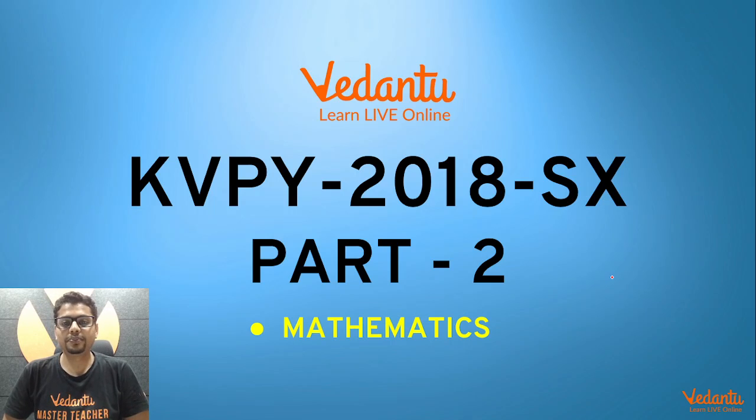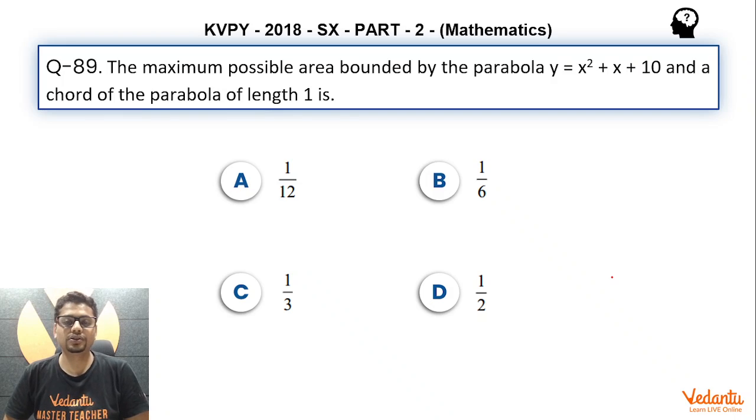We are discussing KVPY 2018 SX Part 2 Mathematics. And the question for this video is this. The maximum possible area bounded by the parabola y equal to x square plus x plus 10 and a chord of the parabola of length 1 is.